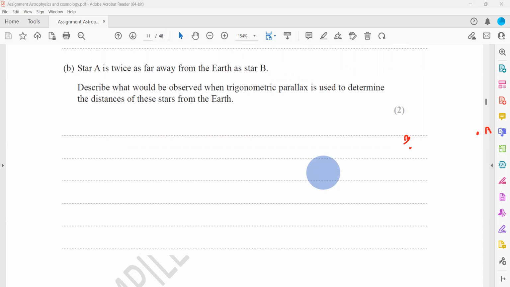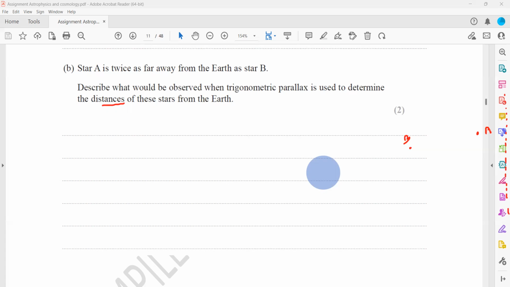So, describe what would be observed when the trigonometric parallax is used to determine the distances of these stars from the Earth. To determine the distances, we observe them and there will be background stars, like these representing the background stars. We'll observe them for a period of 6 months. And when we observe them, what will happen?